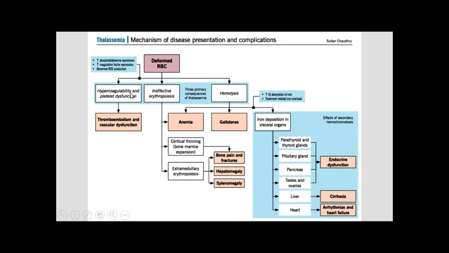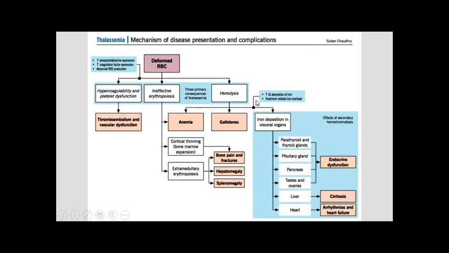The hypercoagulability state will lead to different episodes of thromboembolism. The ineffective erythropoiesis will lead to anemia. The ineffective erythropoiesis will lead also to cortical thinning and bone marrow expansion. The bone marrow is trying to expand to be able to produce more cells. Cortical thinning in the bone means more predisposition to fractures. Extramedullary erythropoiesis will lead to splenomegaly, hepatomegaly, and this cortical thinning, remember, will lead to more bone fractures. Hemolysis will lead to gallstones that are made of bilirubin.